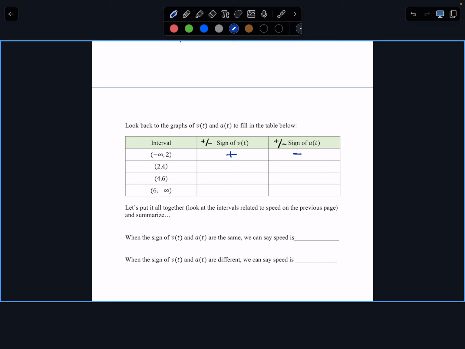Negative. Okay. On the interval from 2 to 4, you guys got velocity is negative, and acceleration is negative. Okay. From 4 to 6, velocity is negative. Acceleration is positive. Okay. From 6 to infinity, velocity is positive, and acceleration is positive.